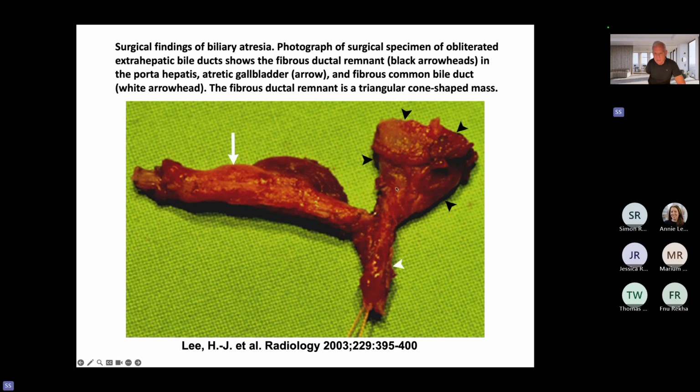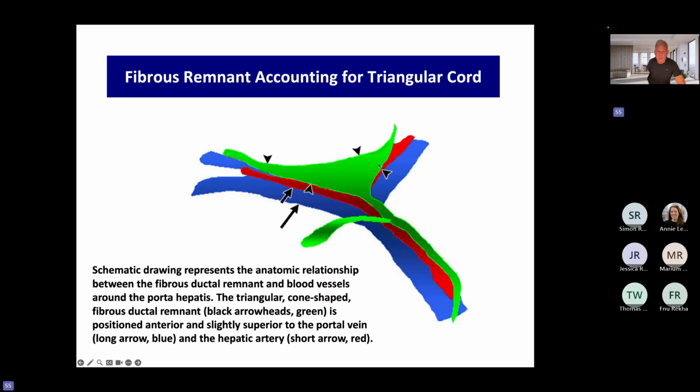Can anybody tell me what this shape is? Come on, guys. It's plain geometry. It's a triangle. This is called the triangular cord sign. And this is how an experienced radiologist, ultrasonographer, is going to give you a diagnosis of biliary atresia.